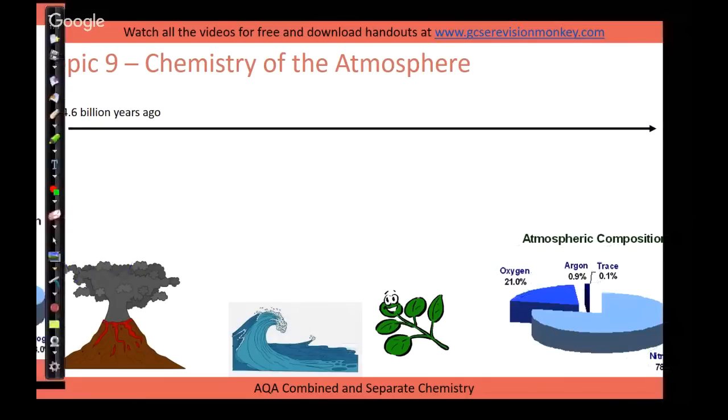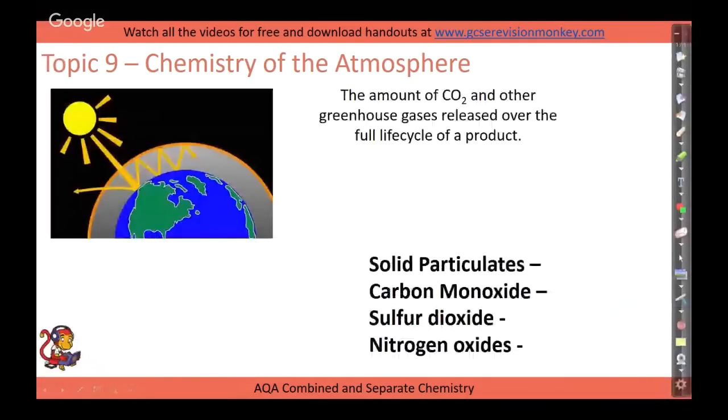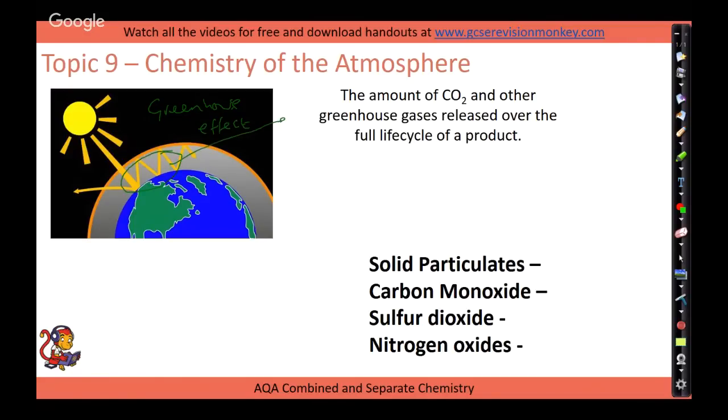Still on topic 9 then, we've got chemistry of the atmosphere. So this picture here is depicting the greenhouse effect. So the greenhouse effect is what causes global warming, all to do with mainly carbon dioxide, but also methane and a bit of water vapor. So in the atmosphere here, we have got carbon dioxide, some methane, and also, to a lesser extent, water vapor as well.